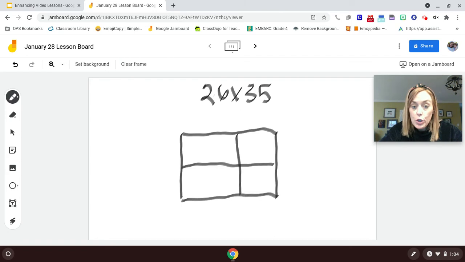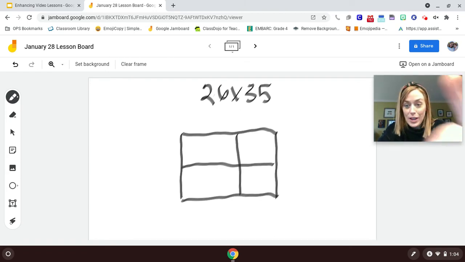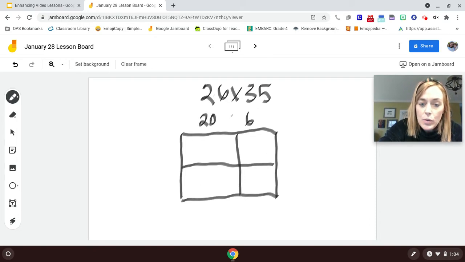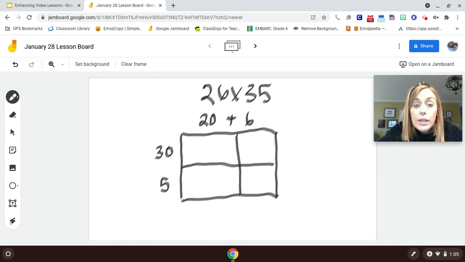Remember, you can do any order you want. I like to start and go left to right, so it's whatever you prefer, but you're going to get the same answer no matter what. So if I take 26, how could I break that apart? Hopefully you said you could have 20 or 2 10s and 6, because we know 20 plus 6 gives us 26, right? And for 35, we're going to do the same thing. So we could have 30 and 5, or 3 10s and 5 1s, because we know 30 plus 5 gives us 35. So now we can start solving, okay?